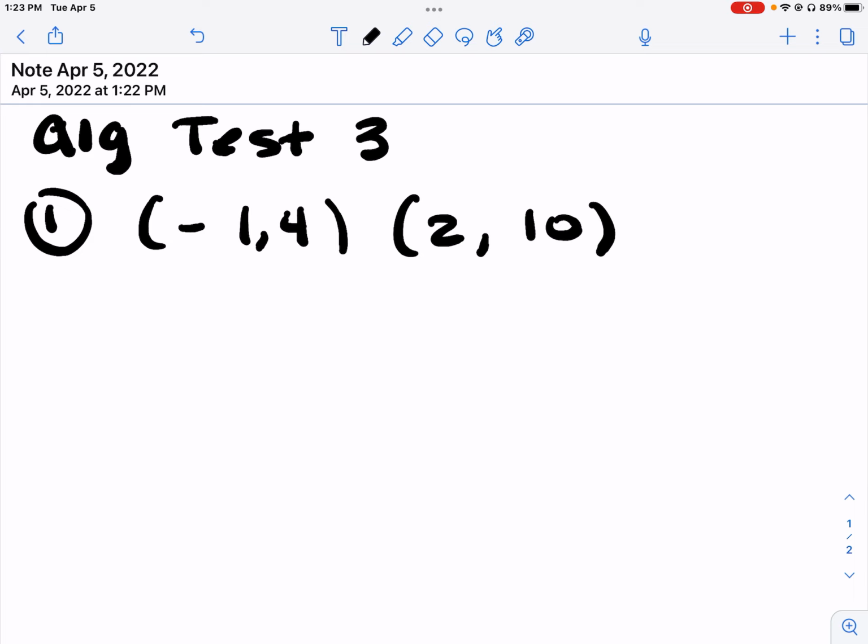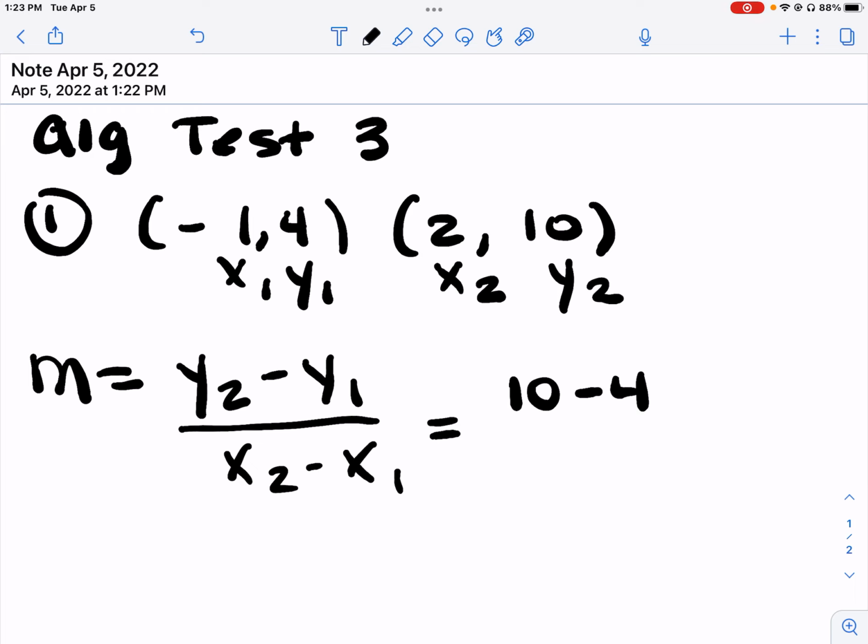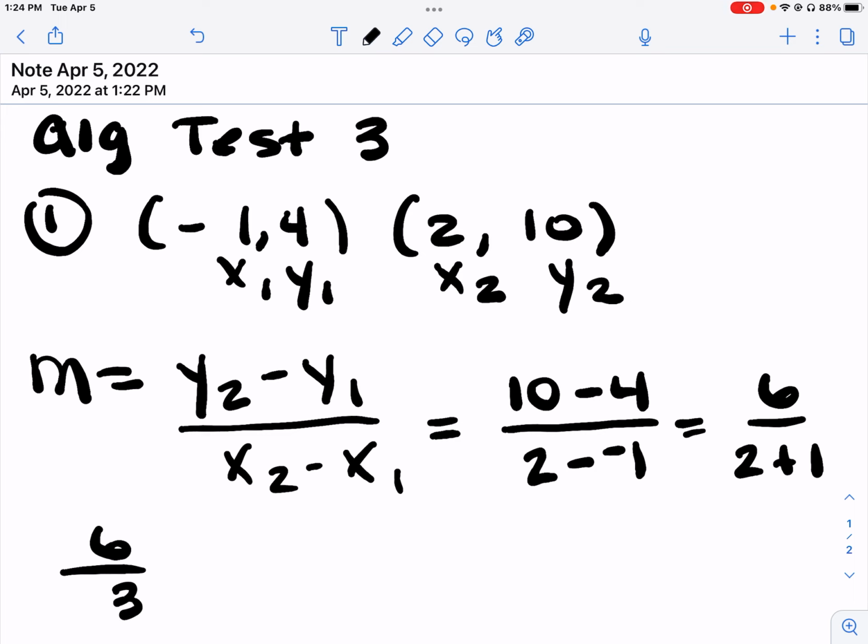First, we need to find the slope. The slope is y2 minus y1 over x2 minus x1. y2 is 10 minus y1 is 4, over x2 is 2 subtract x1 is -1. 10 minus 4, 2 minus -1 becomes 2 plus 1. 2 plus 1 is 3. 6 divided by 3 is 2. 2 is our slope, which is m.